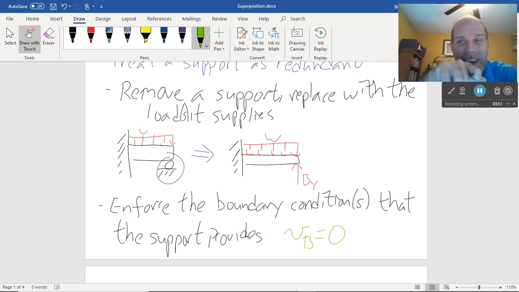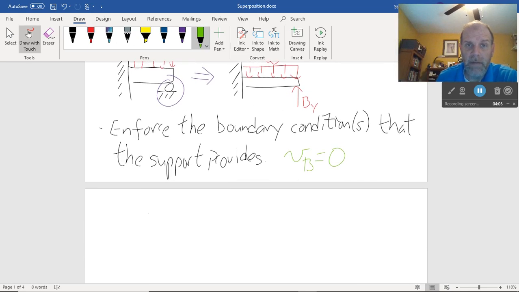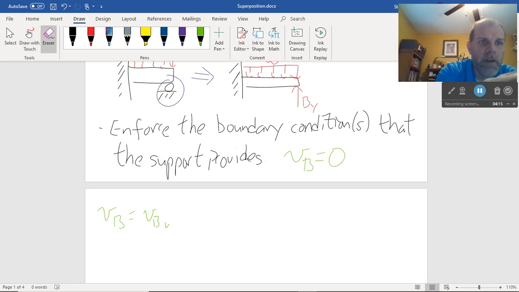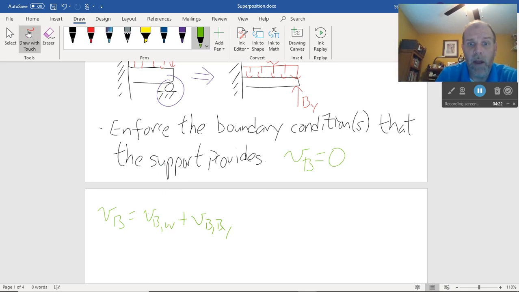VB is going to be 0 for that case on the left with a circled roller anyway, right? What we have to do then is provide a force, and the force that's provided is going to be the one that makes it so that the boundary condition is still met. Okay, so with that in mind, we can say that VB is equal to VB due to our distributed load plus VB due to By, and that's got to be 0.